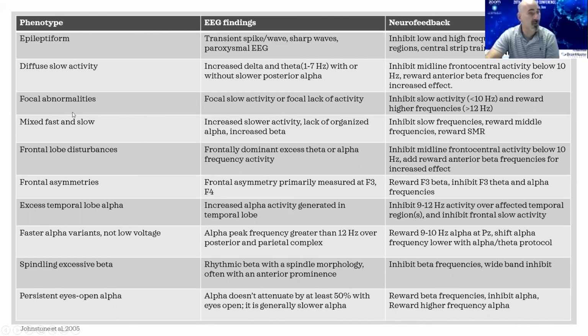Diffuse slow, focal abnormalities. And again, this is really going to be specialized based on what we see in the EEG. Frontal lobe disturbances, inhibiting the slow activity in the front. Sometimes beta can be used for a stronger effect. This is all in the Johnston 2005 paper.